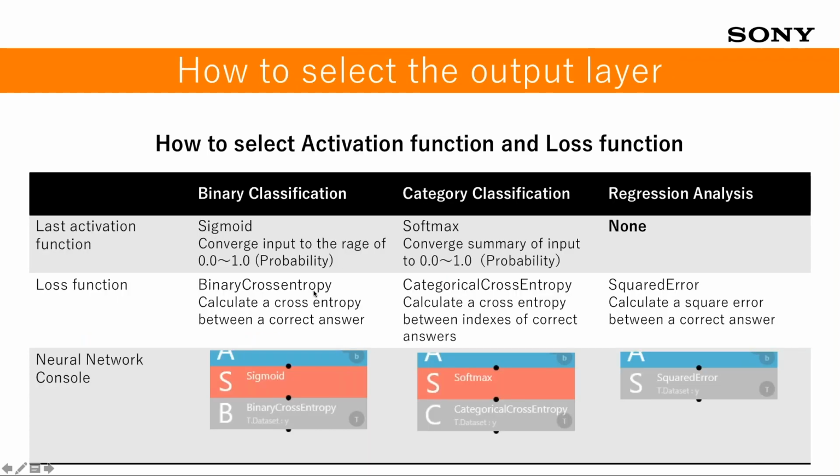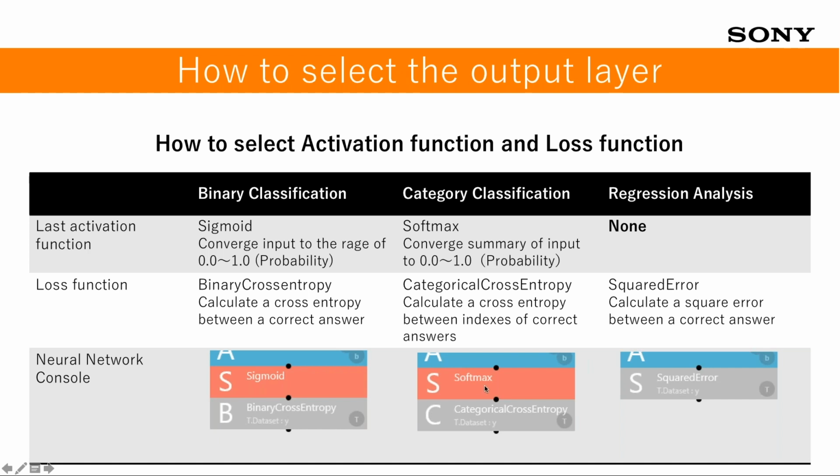To pick the output depends on what you are designing. If you are designing a binary classification, you need to pick sigmoid. If you are designing a category classification, you need to pick softmax. And also for regression analysis, there is no activation. You are just applying the squared error. So this is the last level, because we said we have input, we have middle layer, we have the output.